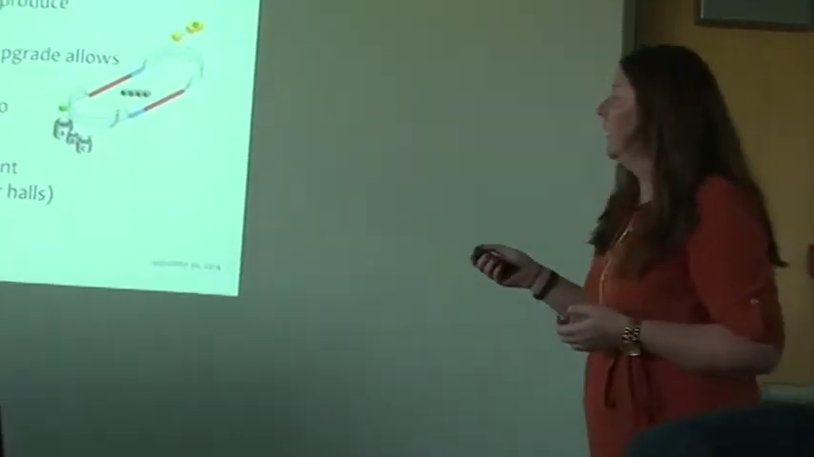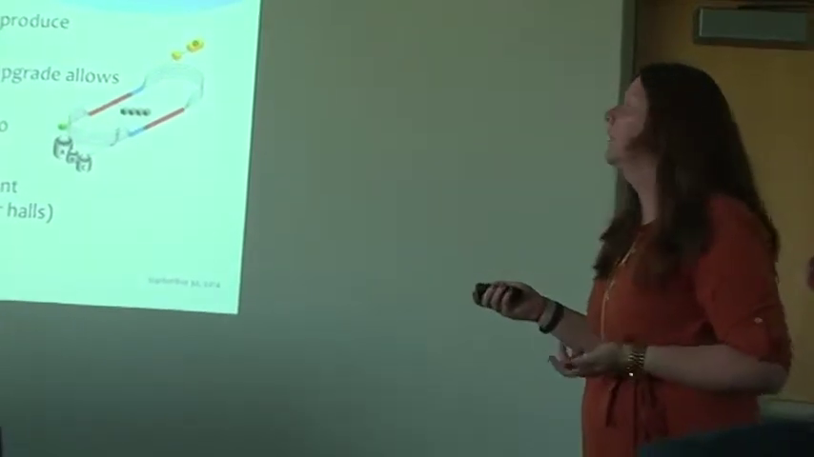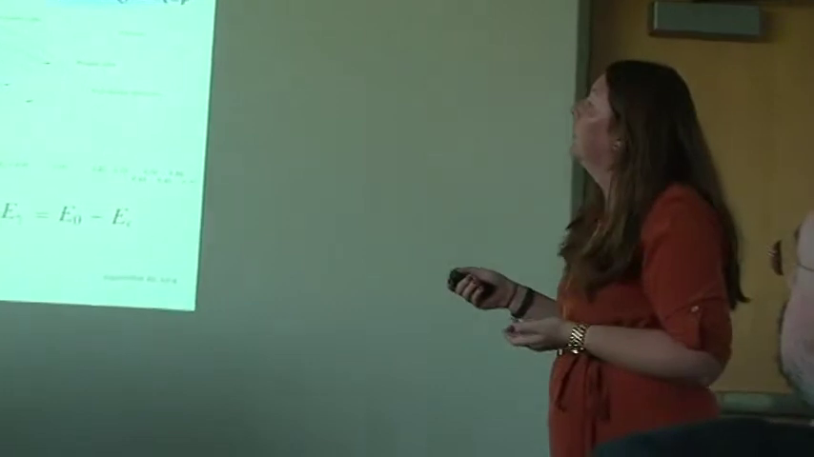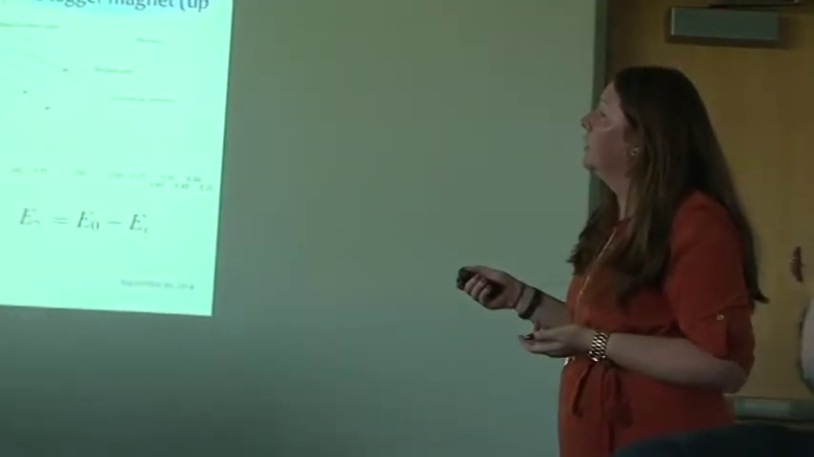So now, the electrons enter hall B. So then what happens? In hall B there's a photon tagger. The electrons come in and hit a radiator.